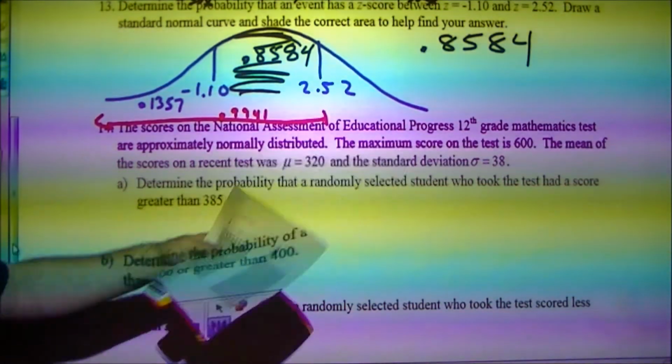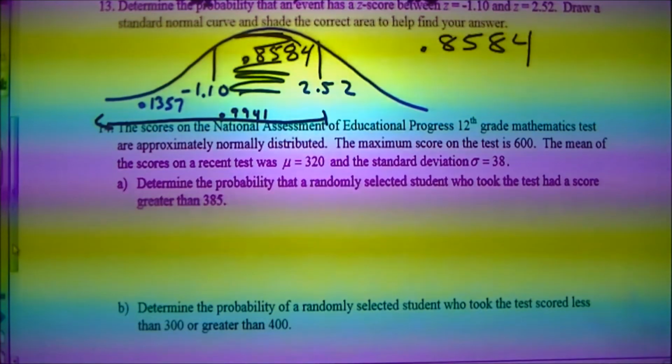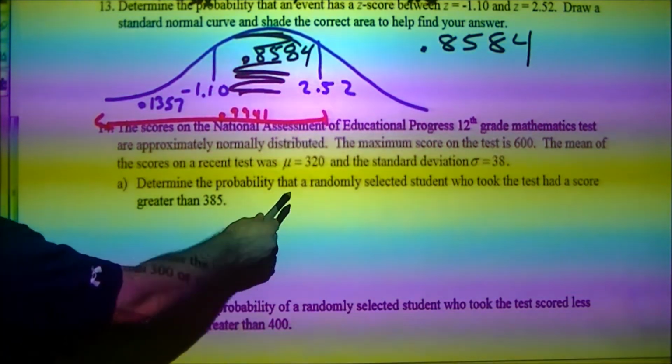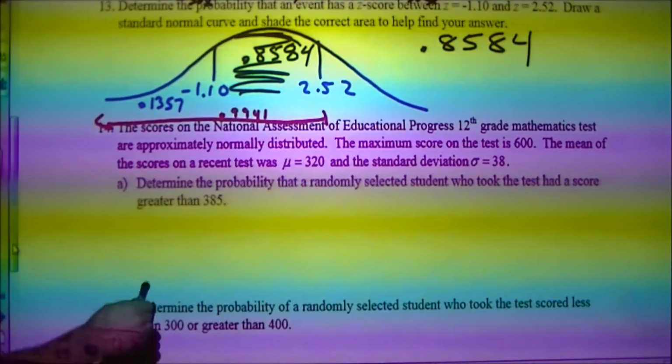The scores of a National Assessment of Educational Progress in 12th grade are approximately normally distributed. The max score on the test is 600. The mean of a recent score is 320. The standard deviation is 38. Determine the probability that a randomly selected student who took the test had a score greater than 385.